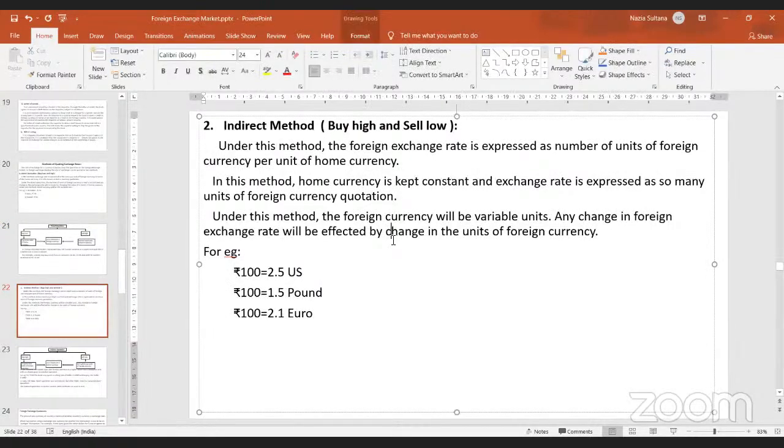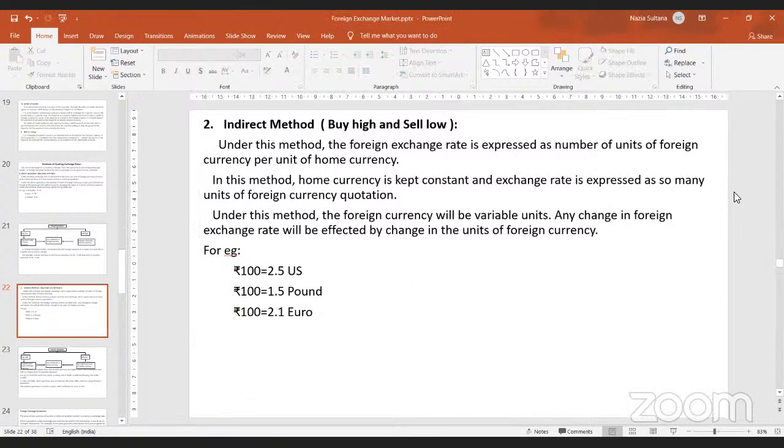Second one is indirect quotation. Indirect quotation is one where the number of units of the foreign currency is expressed per unit of your home currency. The earlier one said $1 is equal to so many rupees. Now you are saying so many rupees are equal to these many dollars. It's just the reverse of it, where the home country's currency is kept constant and the other country's currency is expressed in terms of your home country's currency.